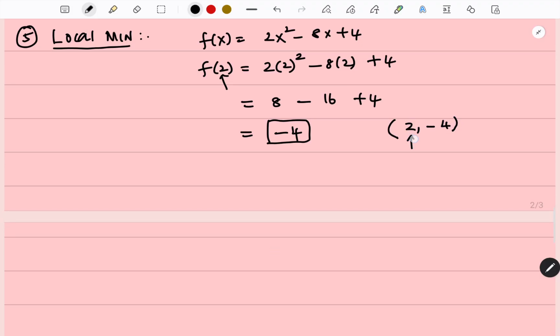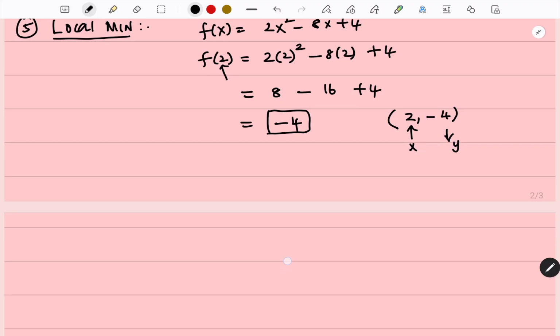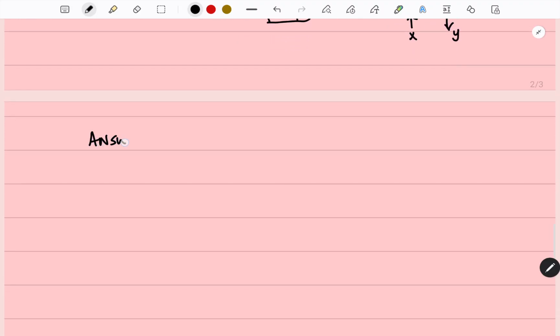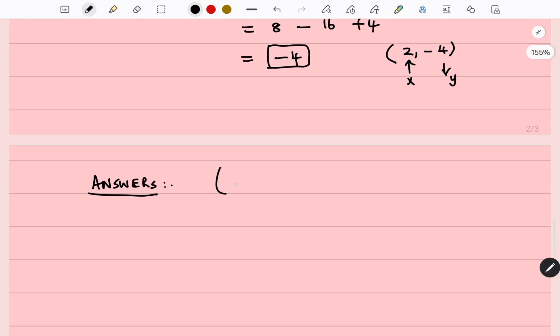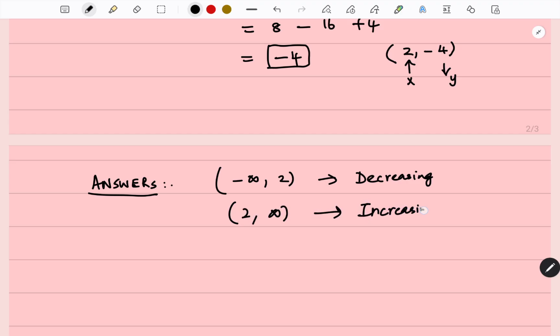Okay. X point is what? 2. Y point is what? Minus 4. So let me write the answers. Answers very easy to write. What are the things they asked in the question? In the question they asked where it is increasing, where it is decreasing, and where is the minimum value. Okay. Where it is decreasing, minus infinity comma 2. So minus infinity comma 2 is decreasing. Okay. And where it is increasing, 2 comma infinity is increasing.